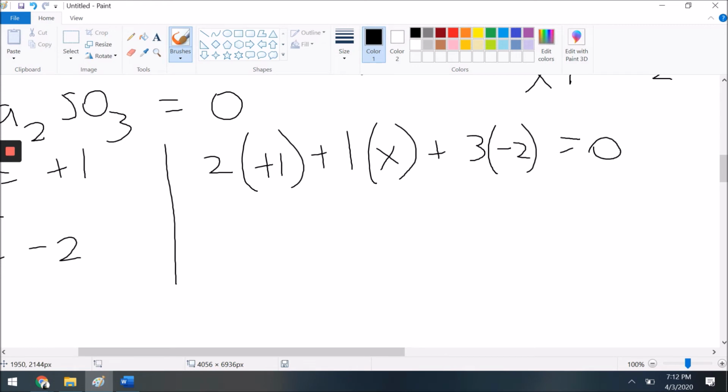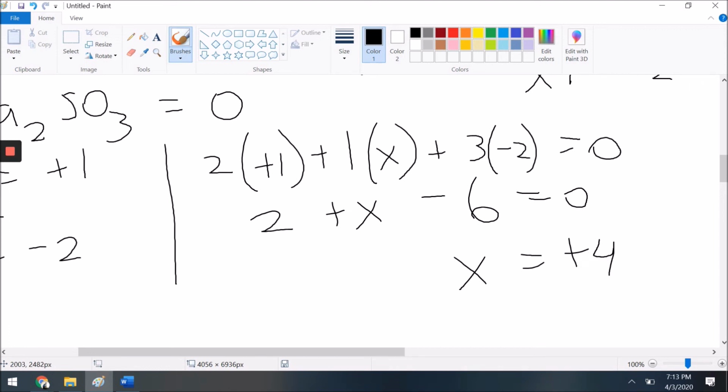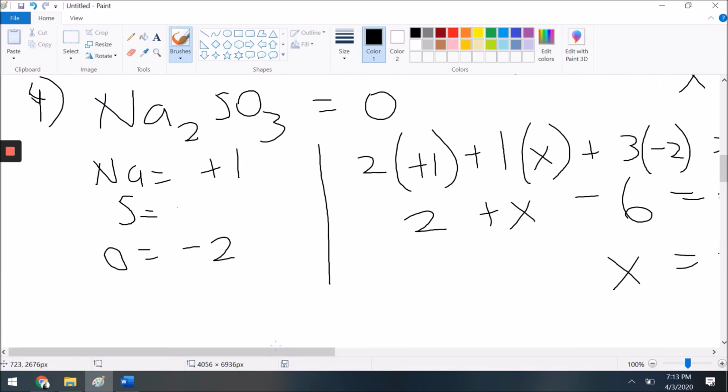Okay, so let's solve for this. This is 2 plus X minus 6. We'll set it equal to 0. Okay, so at the end, X is going to be +4. So sulfur has an oxidation number of +4 in this one.